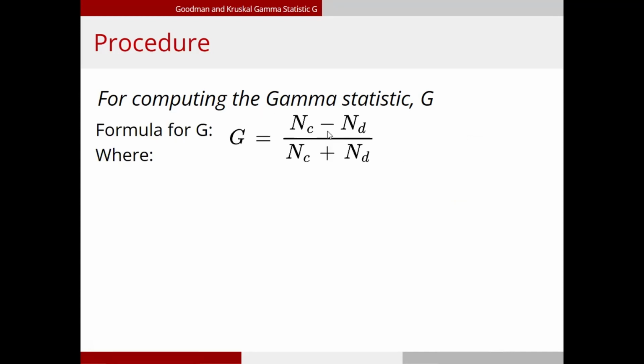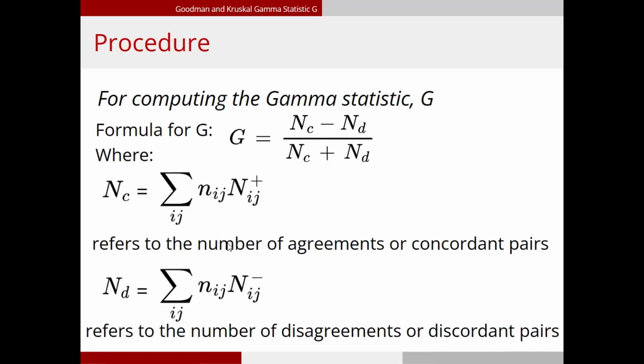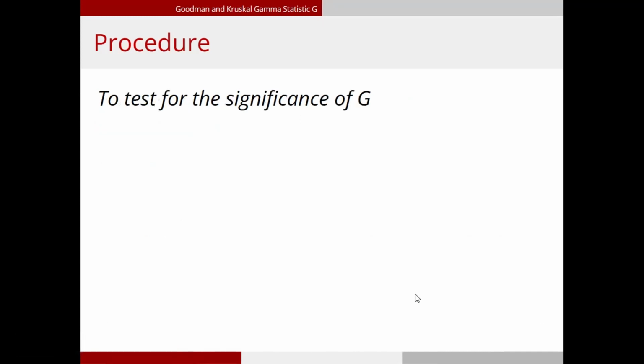We have n sub c minus n sub d all over n sub c plus n sub d, where n sub c is equivalent to the summation of small n sub ij times big N sub ij plus for all ij values, as this refers to the number of agreements or concordant pairs. Next, we have N sub d, which is equivalent to the summation of small n sub ij times big N sub ij minus for all ij values. And this refers to the number of disagreements or discordant pairs.